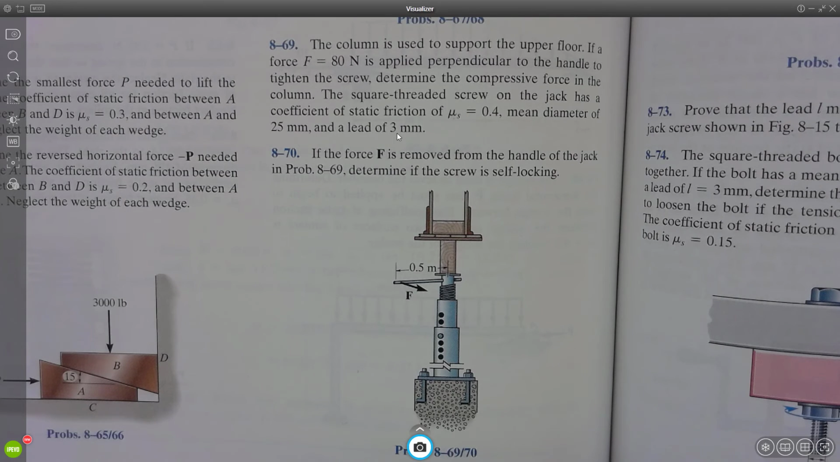About 77 millimeters, right? 25 millimeters times pi. The lead is the height of the ramp. So the lead of a screw tells you, for one revolution, how much do you move? It's like the pitch of a prop.